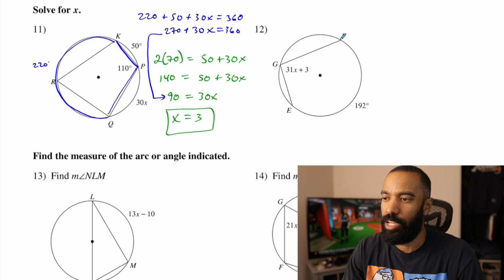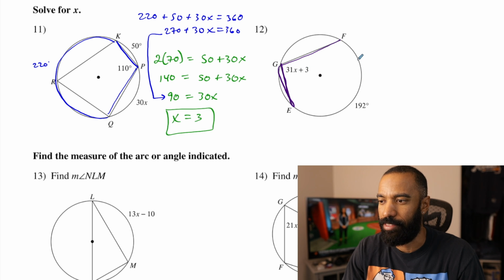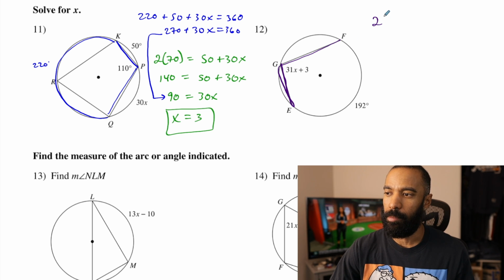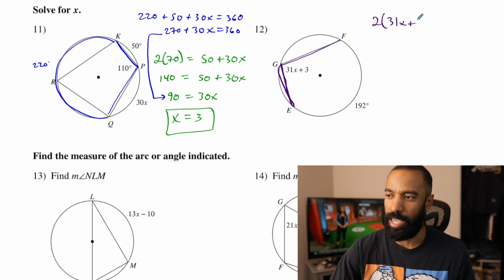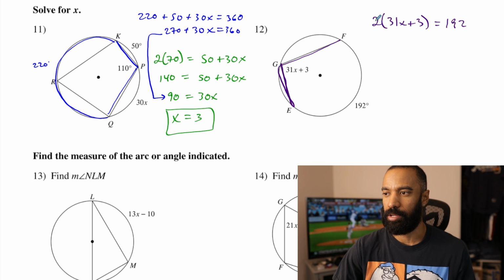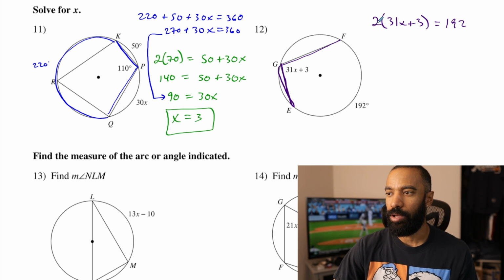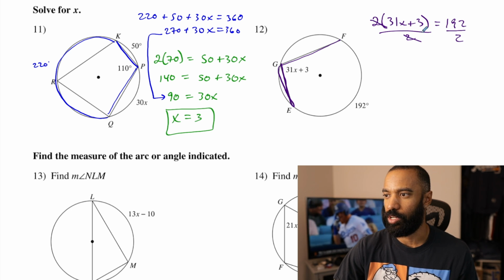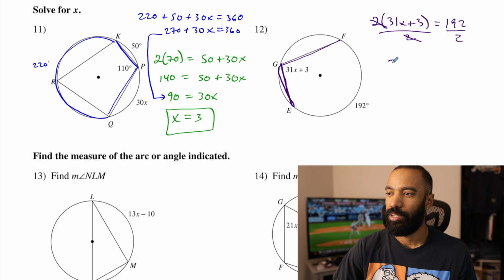Okay, solving for x here, straight up, inscribed angle. And the inscribed angle is half that of the intercepted arc 192, or 192 is double that of 31x plus 3. So if I double my 31x plus 3, I am getting 192. Okay, that's the idea, that's the setup. Let's divide both sides by 2. I'd rather do that instead of distribute. We should have taken half of 192 to start.